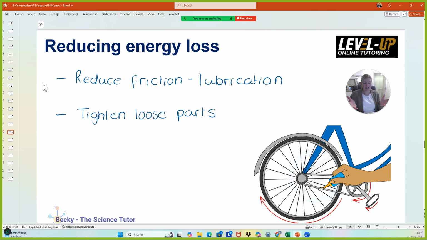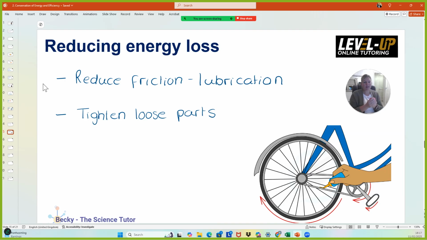Does that make sense? Just give me a yes or a thumbs up, because that one, tight and loose parts, if that makes sense. Thank you. That's really sort of higher level thinking. The most common and obvious one is absolutely to reduce that friction, stop that squeaking.